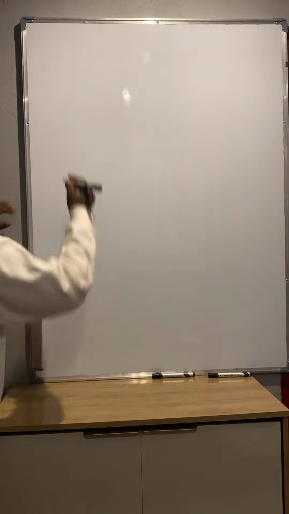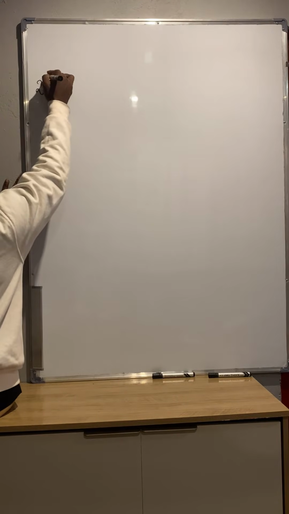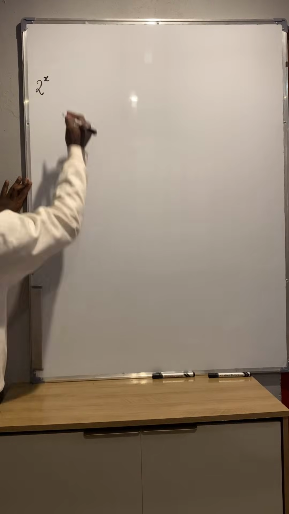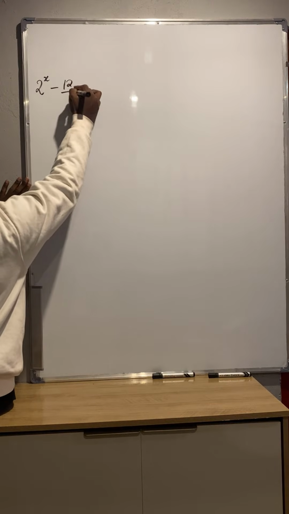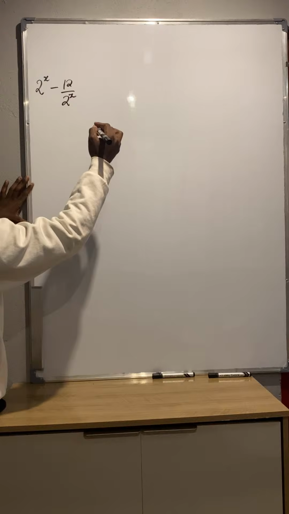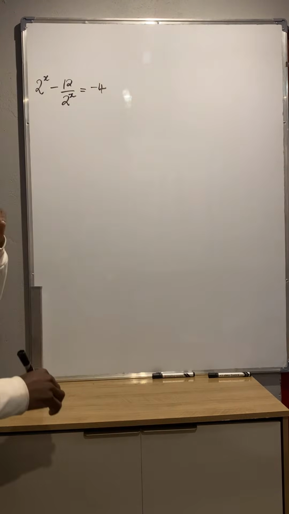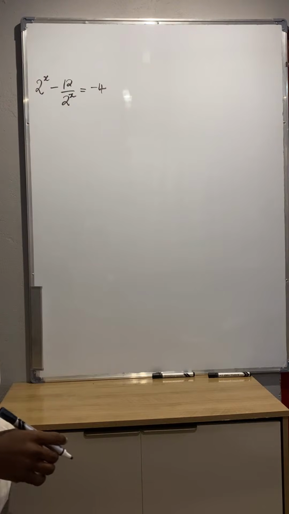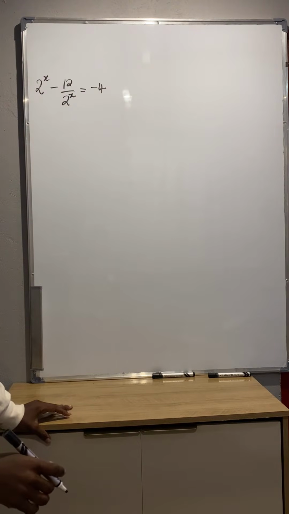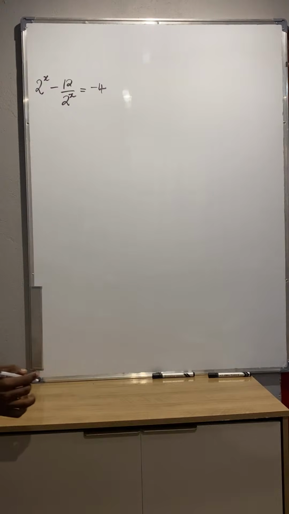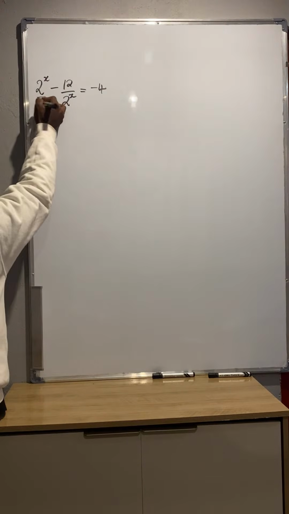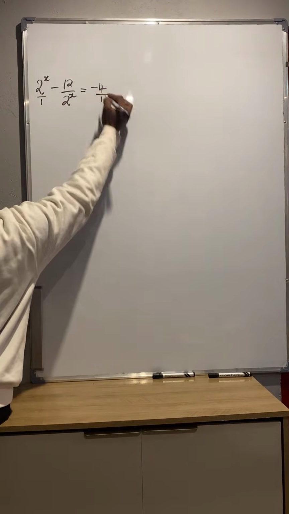1.1.6 is 2 to the power of x minus 12 over 2 to the power of x is equals to negative 4. Are you familiar? So this one is the K method. The problem is here we have over 1 and then we have over 2 to the power of x.